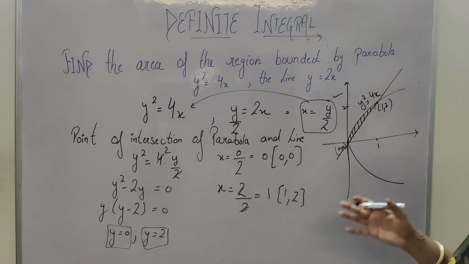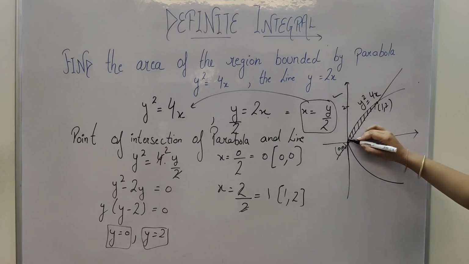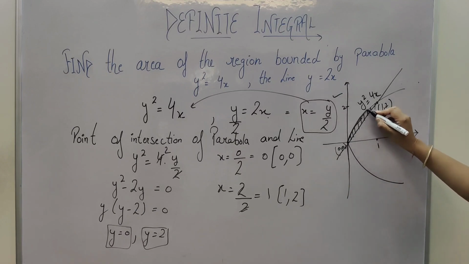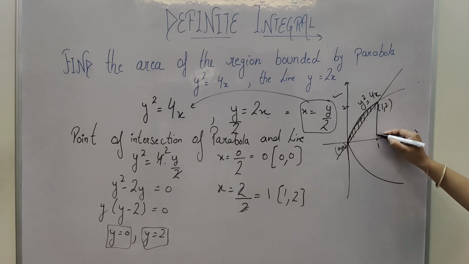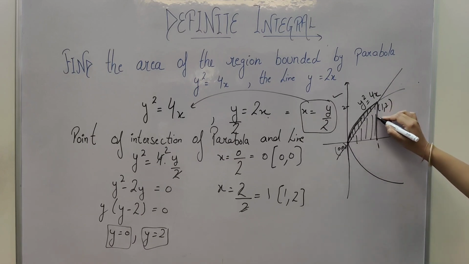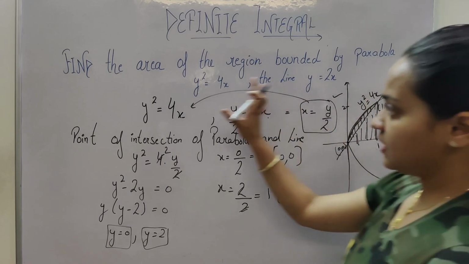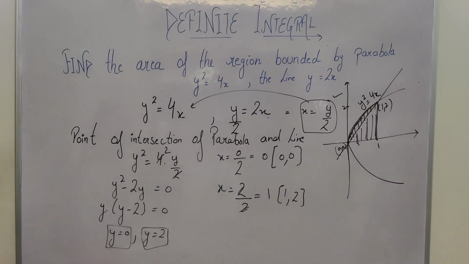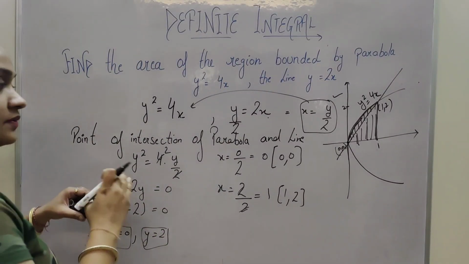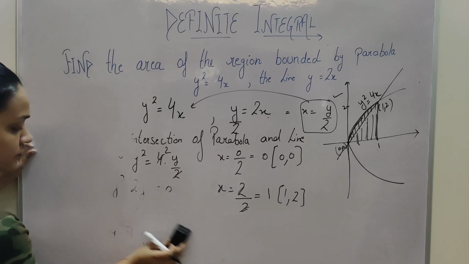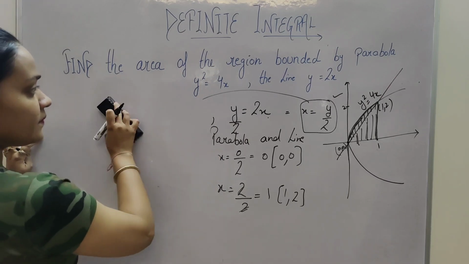So what we are going to do, we firstly calculate this area and deduct this area from this. Clear? We are going to calculate this area and deduct this area so that this required area can be calculated. I just rub this board so that we can follow up with the next.